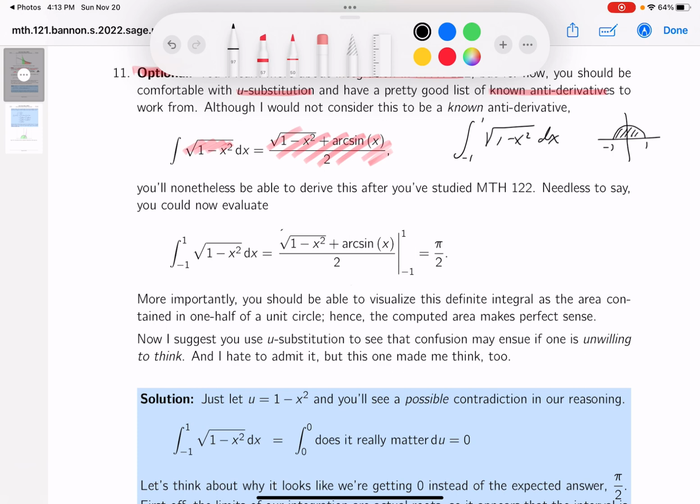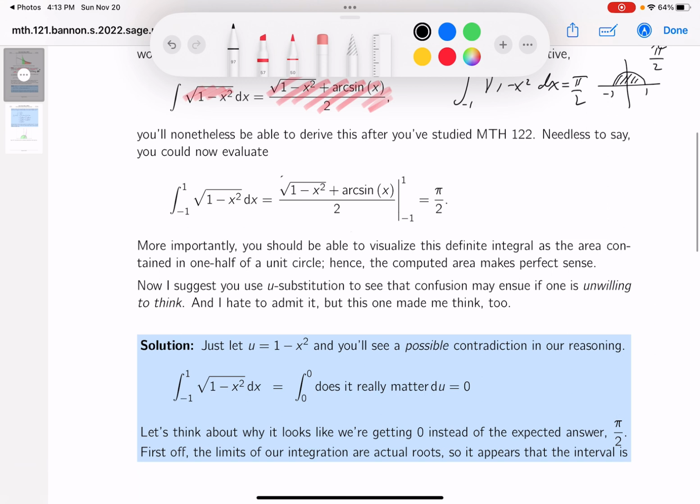And what would that area be? Well, that's half of a unit circle. A unit circle's area is pi, and since it's half of it, you would get pi over 2. I would call it a done deal. That's visually doing it, and that's the way we did it prior. Now if you were to use the known antiderivative, you would expect to get pi over 2 as well. So let's take a look at that.